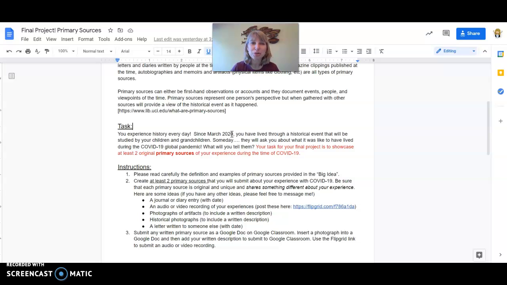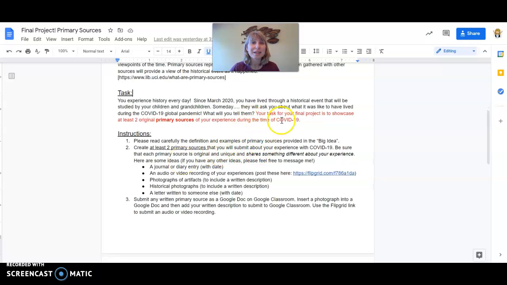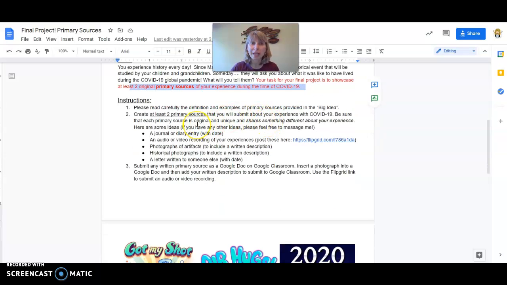You are going to develop 2 primary sources and submit them about your experience with COVID-19 during the last year plus. So you need to read carefully what a primary source is and the examples. Your task is to showcase 2 original primary sources of your own experience during COVID-19. So you will create 2. I gave you some examples. If you have another example that you'd like to use, please just check with me so that I know you're pointed in the right direction and you don't submit something that's not a primary source.